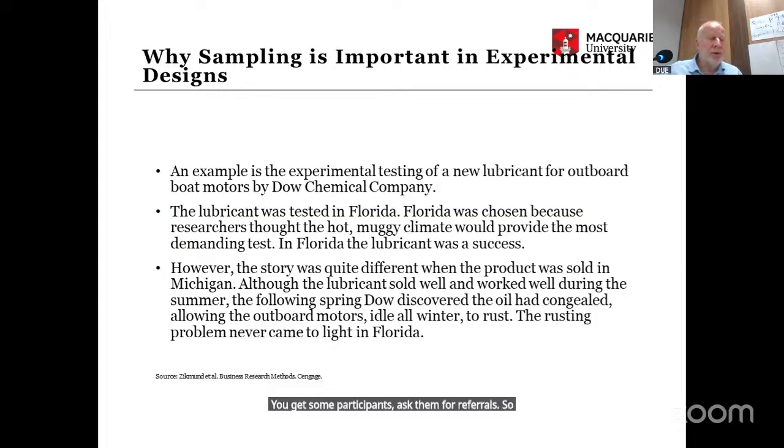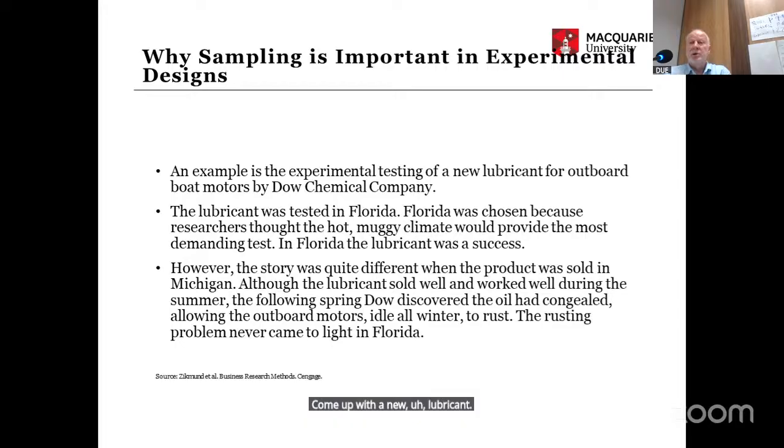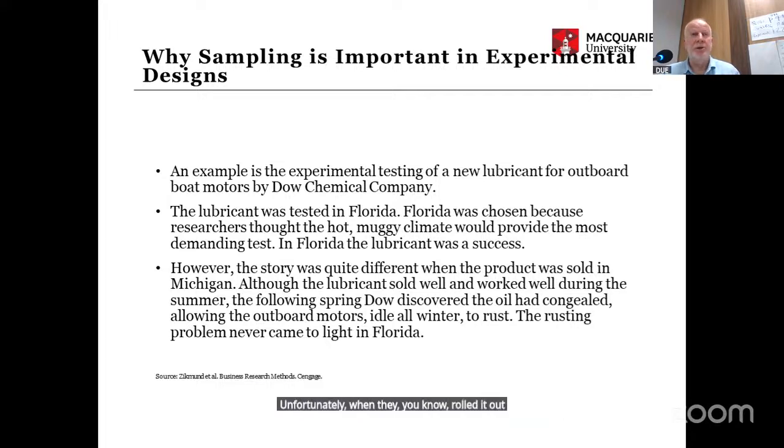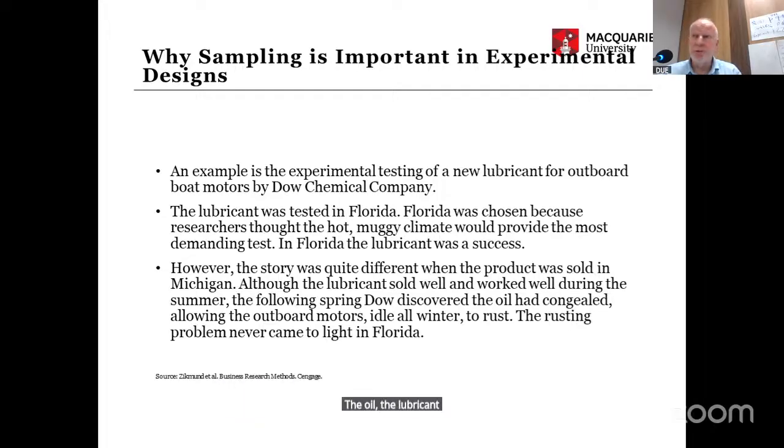So sampling is important. Here's an example from the Dow Chemical Company. They come up with a new lubricant, like oil, for a boat outboard motor. And they tested it extensively in Florida, because Florida is notorious for high heat and high humidity. And it passed all the tests. Unfortunately, when they rolled it out nationwide, in Michigan, where it gets incredibly cold, the oil, the lubricant, froze in the winter and caused rusting of the engine. So they sampled in Florida, but they should have sampled across different climates.